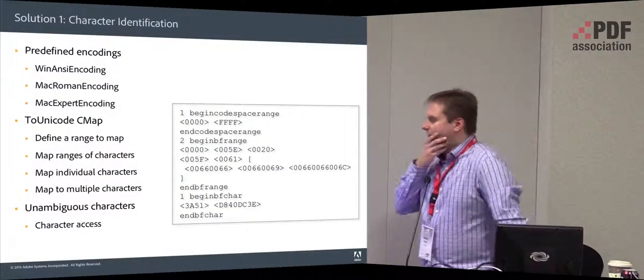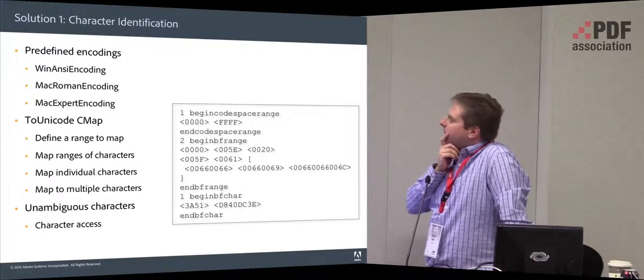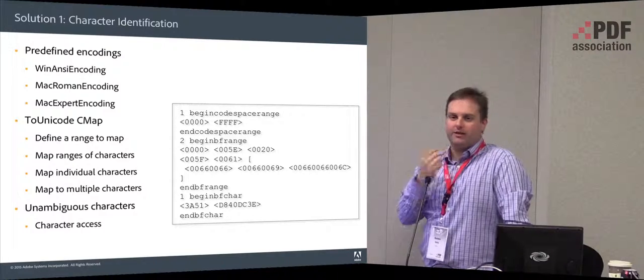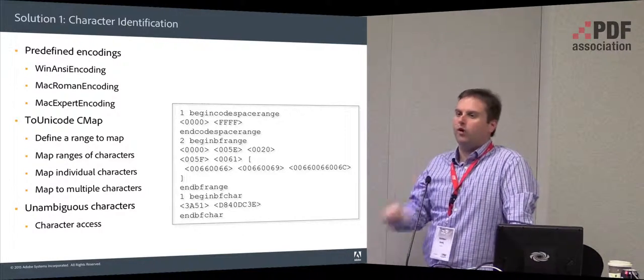So let's start with the first problem that we talked about, which was character identification. We had that text where the glyph indexes were A's and B's and so on, but they actually pointed into Hello World.